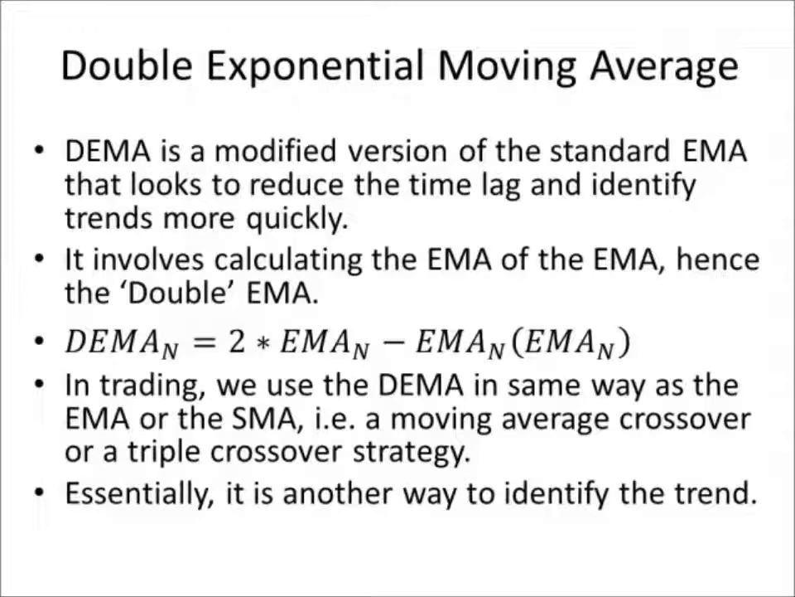Now we understand how to calculate it. How do we actually use this? Well, when we trade, the double EMA is used in the same way as the EMA or the simple moving average. Essentially, it's just another way of calculating the moving average, and we can use it for a trading strategy in the same way that we learned in the last lecture. For example, we can do our moving average crossover strategies using double EMAs, or we can do our triple crossover strategy using double EMAs. So essentially, this is just another moving average indicator that's used to identify the trend.